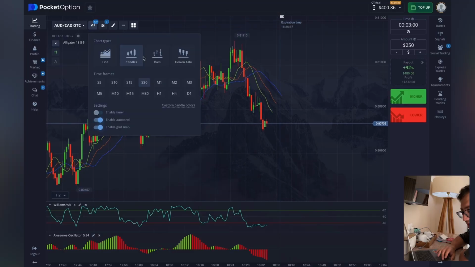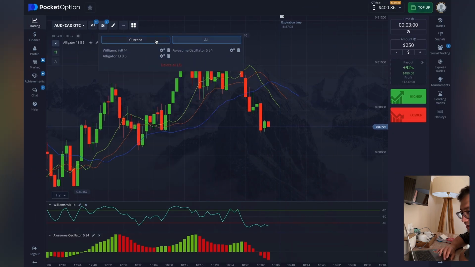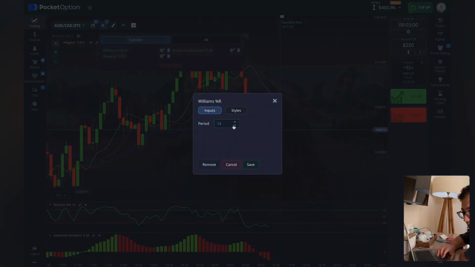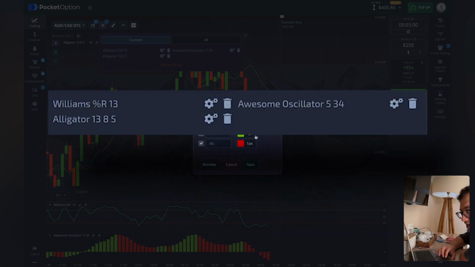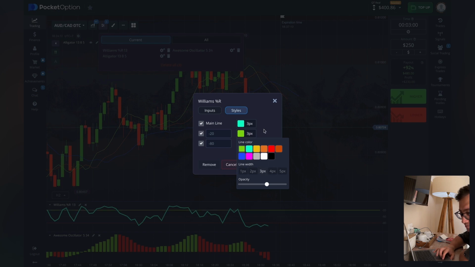Let's start by opening the forecast like mine, choosing a 1 minute time frame, and today we will trade like that. And of course today we will be assisted by several indicators: alligator, Williams and momentum. Set the settings exactly like mine.